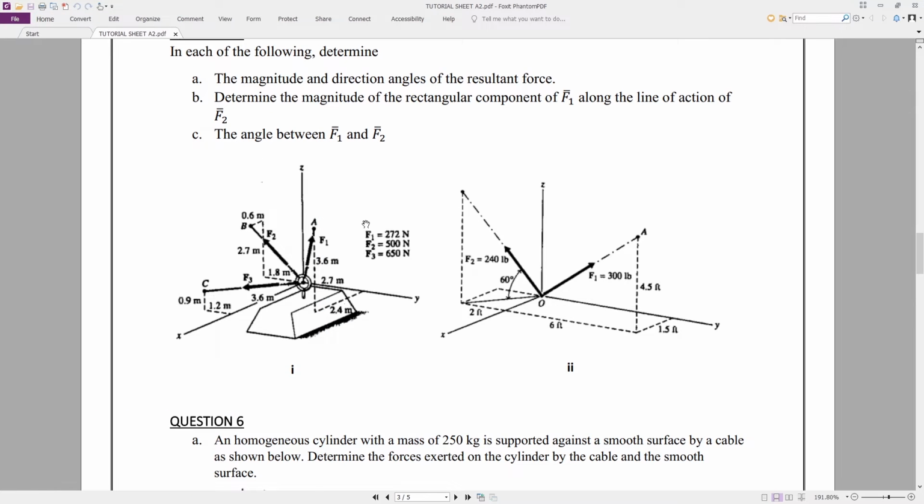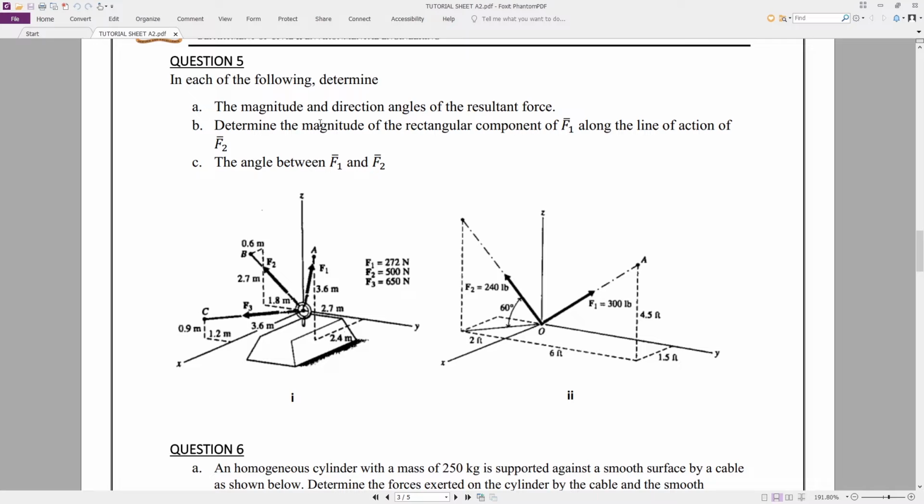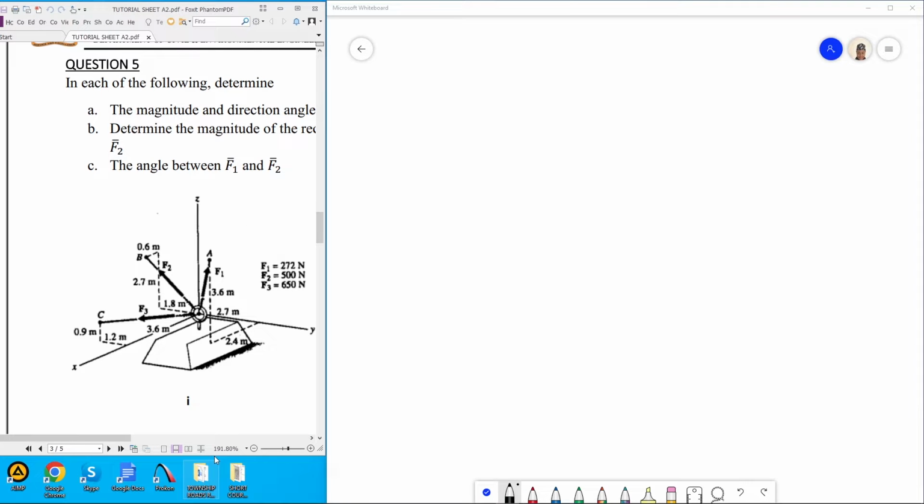Welcome to question 5 of the tutorial sheet A2. We are determining, in each of the following, the magnitude and direction angles of the resultant force. Then determine the magnitude of the rectangular components of F1 along the line of action of F2, and then the angle between F1 and F2. Alright, so let us just begin to solve for Roman numeral 1.